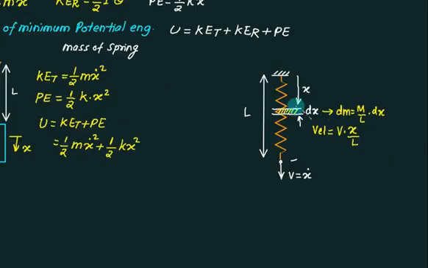So what is the kinetic energy of this small mass? It is half m into x dot square. I will go for integration because I want the entire quantity. So I write the integration of 1 by 2, the mass of this element m by L multiplied by dx, and the velocity square, v x by L whole square, with the limit from 0 to L.